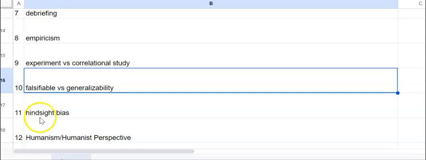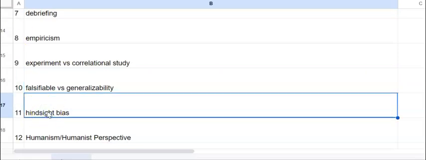The next one, number 11, hindsight bias, is a flaw in research where a person tends to think that they would have been able to predict data all along after the results have shown up.